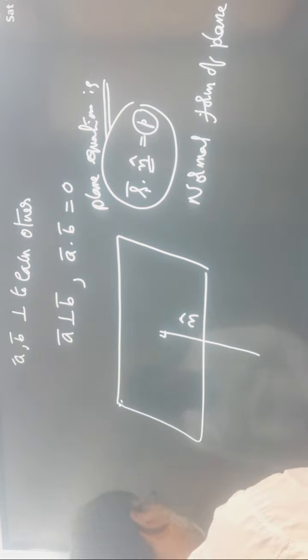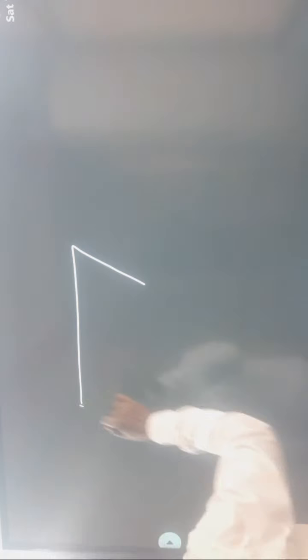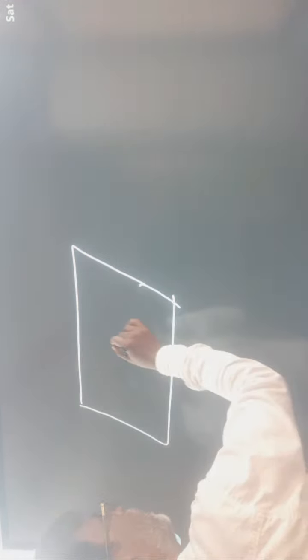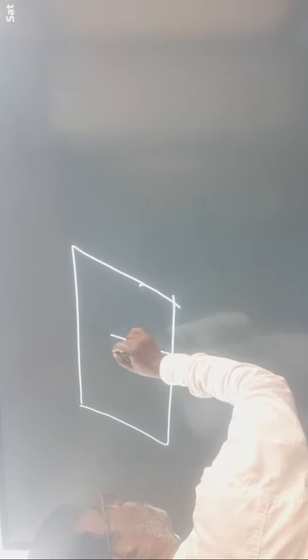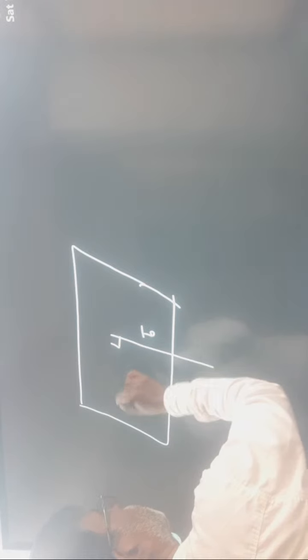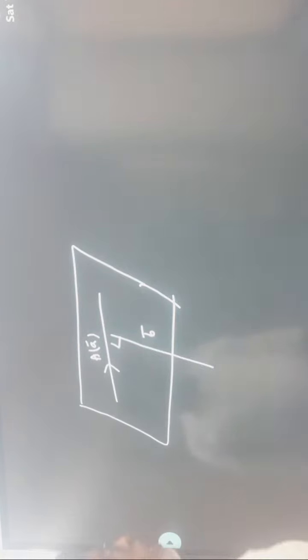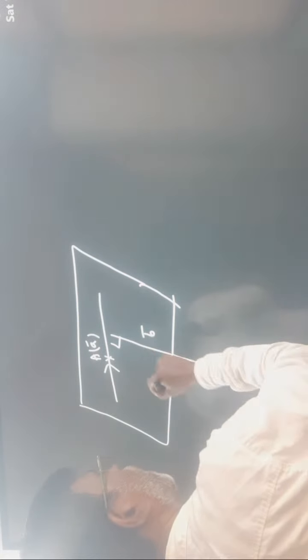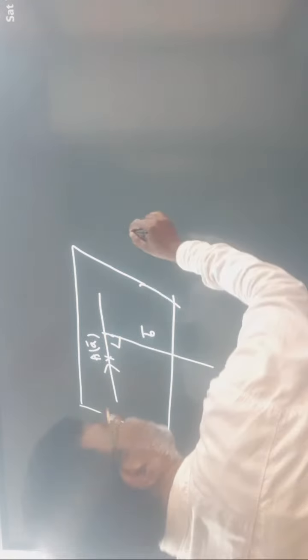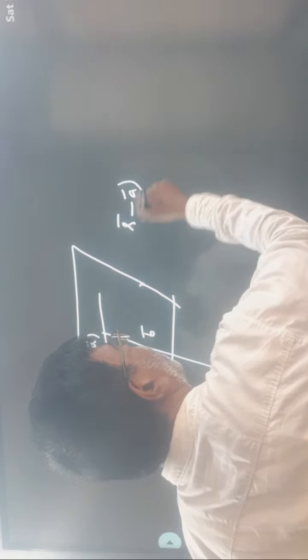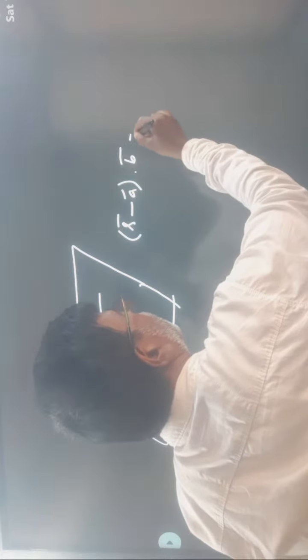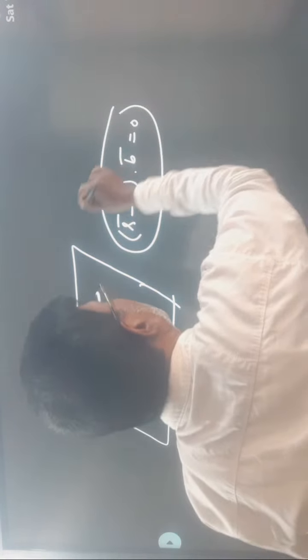Now one more concept. Suppose the plane is passing through a point, that is A bar, and perpendicular to B bar. Then (r bar minus A bar) dot B bar equals 0. That is the plane equation.